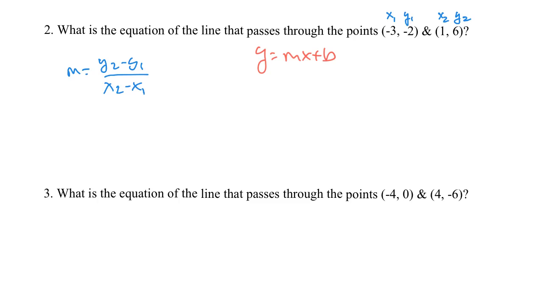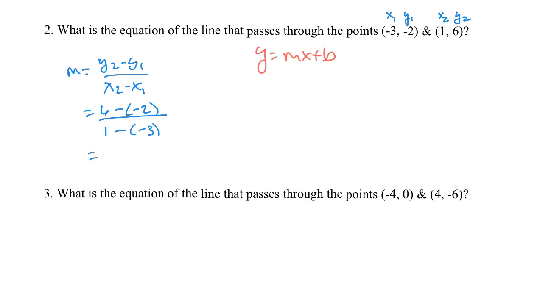y2 is 6 minus a -2. I like to write that in there so I can see it, so I can make sure I do the correct operation here. So I have subtracting a negative, so I know that's going to turn into a positive when I'm done. And then for my x's, I have 1 minus a negative 3. I have that same situation on both the top and the bottom.